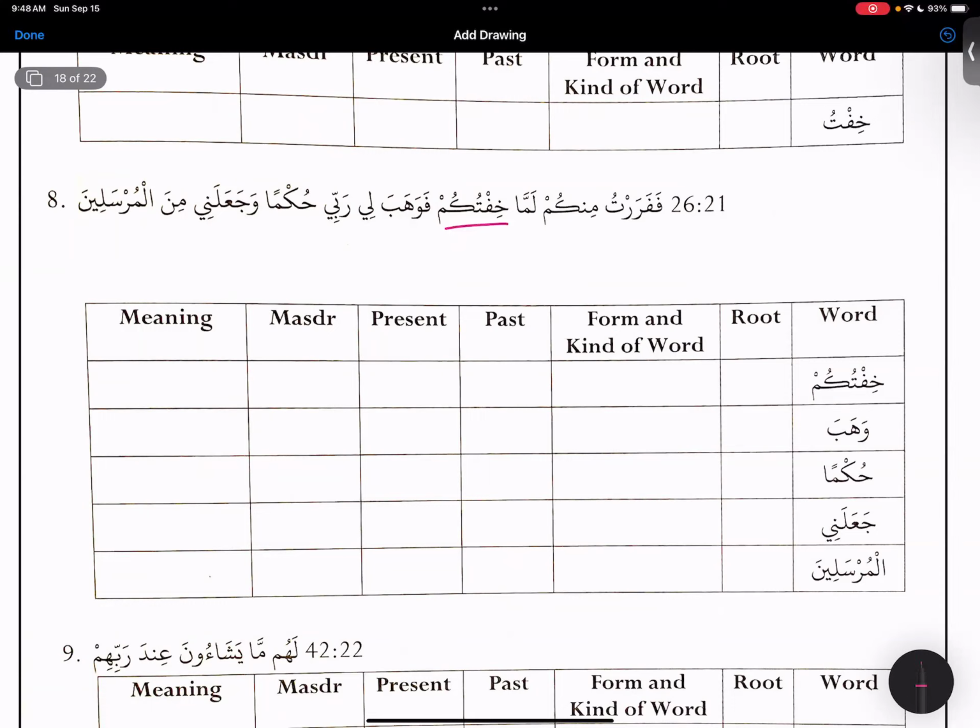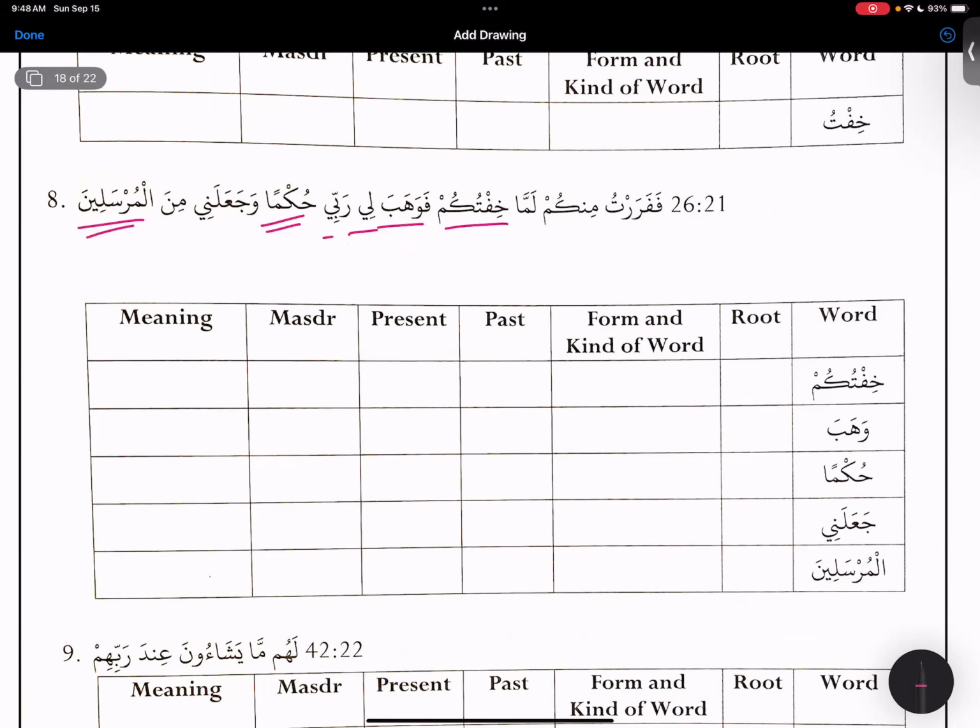So he's saying, fafarartu minkum lamma khiftukum fawahaba li Rabbi. So then my Rabb blessed me, gifted me, what? Hukman, hikmah, right? Wisdom, or vision, we can say. Waja'alni, and he made me minal mursaleen, from among those who are being sent.